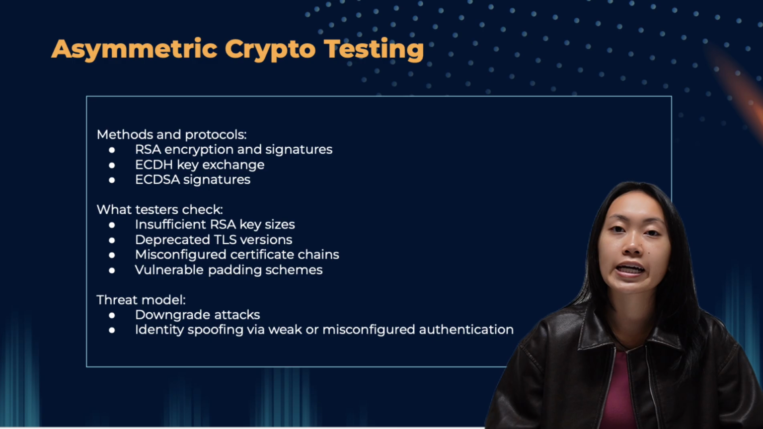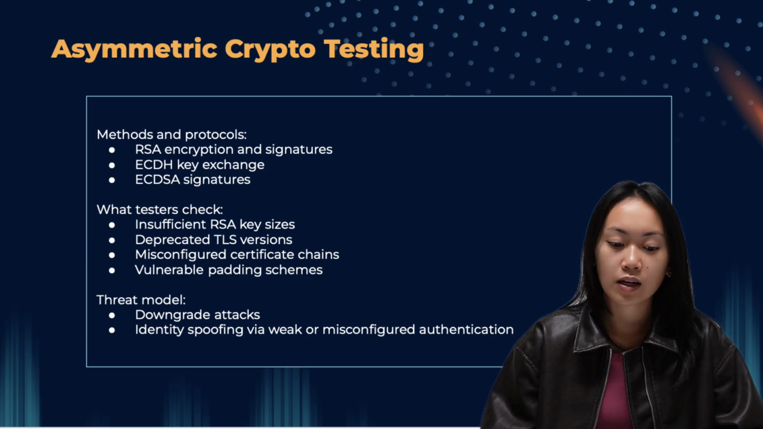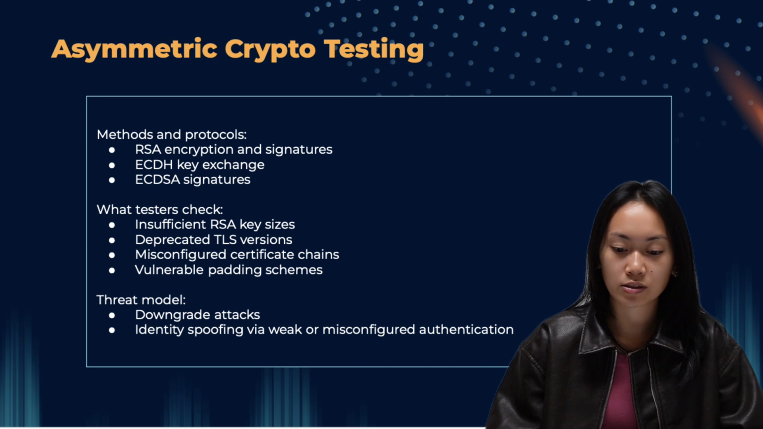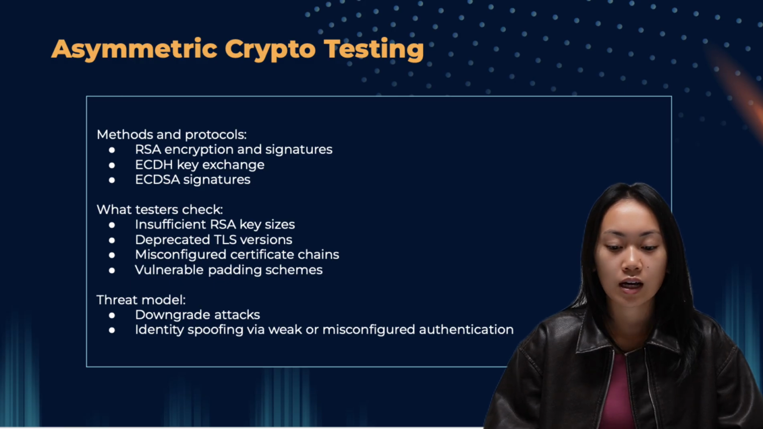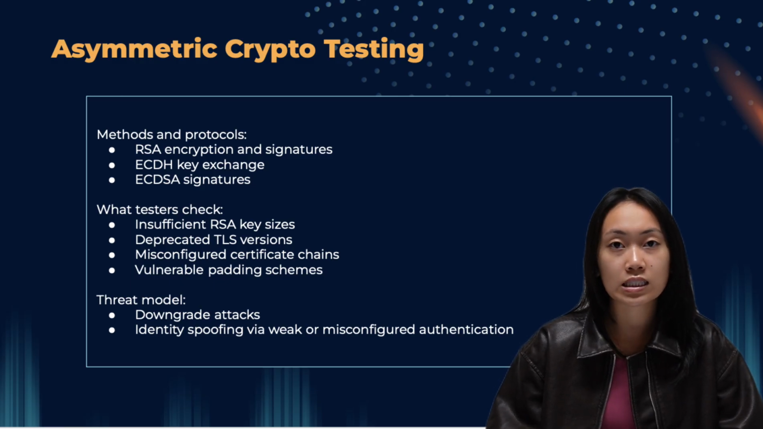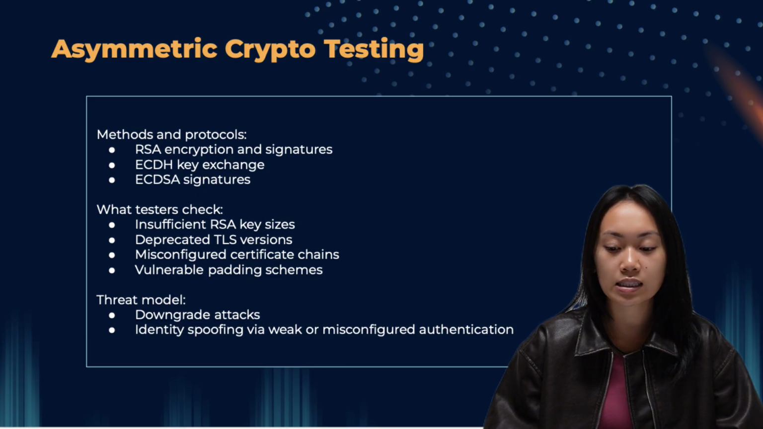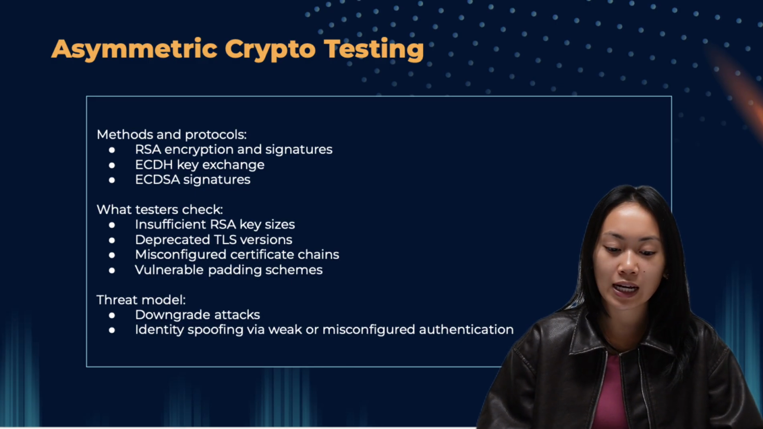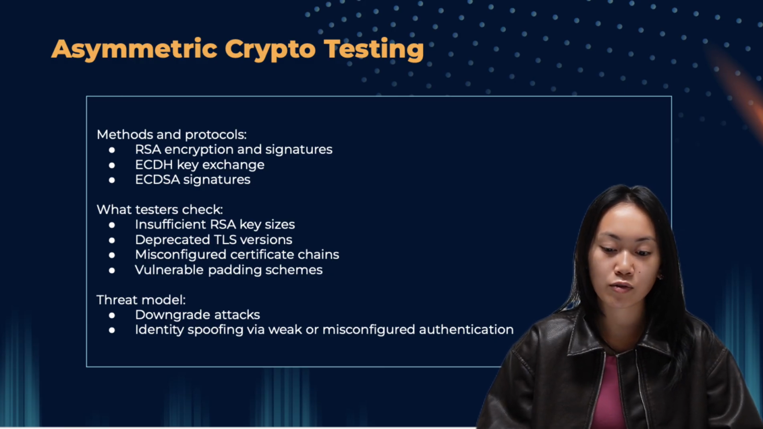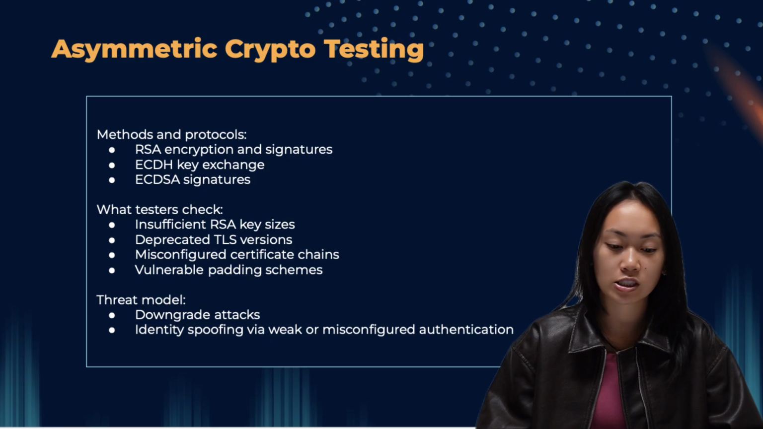The next one we're going to look at is asymmetric encryption. RSA is used for key exchange, authentication, and digital signatures. Some methods and protocols are RSA for encryption and signatures, elliptic curve cryptography, ECC, or ECDH, key exchange, and ECDSA signatures. Some security properties are confirming identities during key exchange, securing session keys, and non-repudiation via digital signatures.